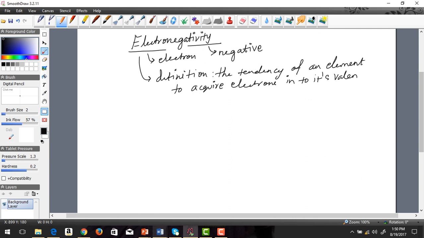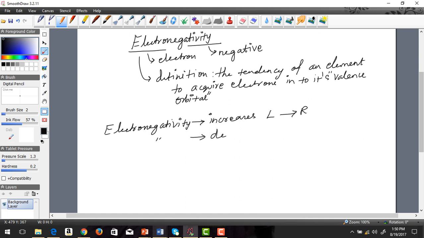A lot of the time when people define it, they don't say the words valence orbital whenever they teach us. That's very important, because you don't just throw the electrons wherever you like. So it's valence orbital, and electronegativity also has the same trend as ionization energy. Electronegativity typically increases from left to right on the periodic table, and it decreases from top to bottom on the periodic table. So this is with respect to the periodic table.